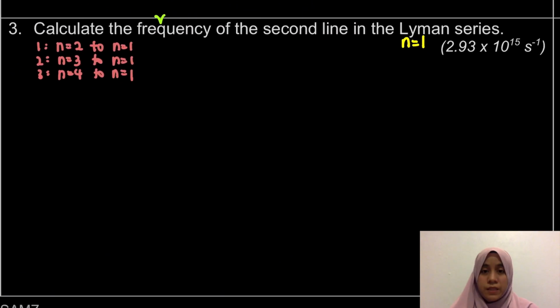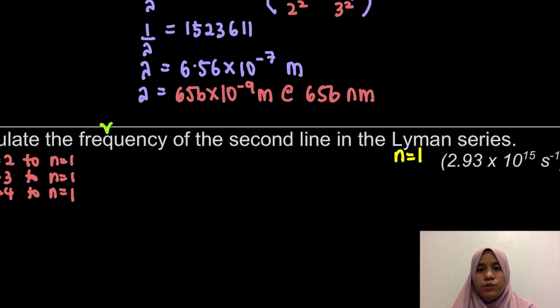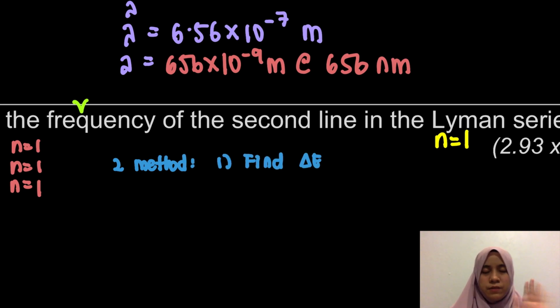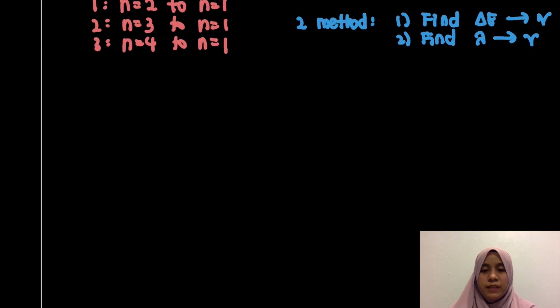So there are two methods, but for this case, I'm going to do both. Tengok mana satu kamu selesa. Dua-dua akan dapat jawapan yang sama jugalah. Okay, tapi make sure tengok sampai habis supaya kamu tahu betul-betul which one you're comfortable with. Okay, so yang ni first method and the second method. So first I'm gonna do yang delta E dulu.